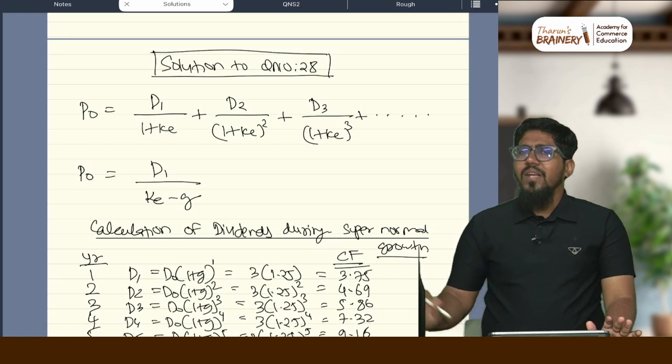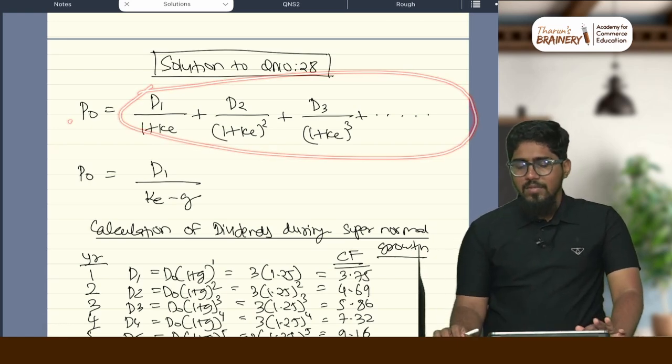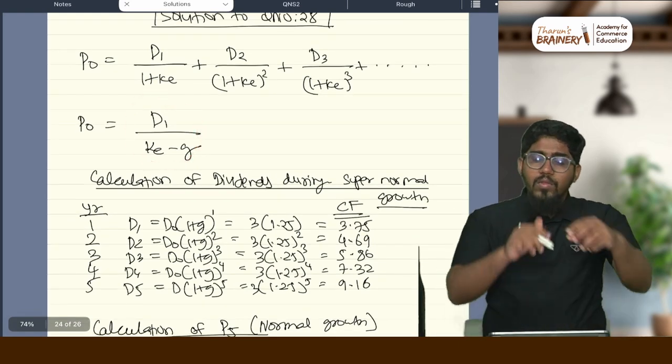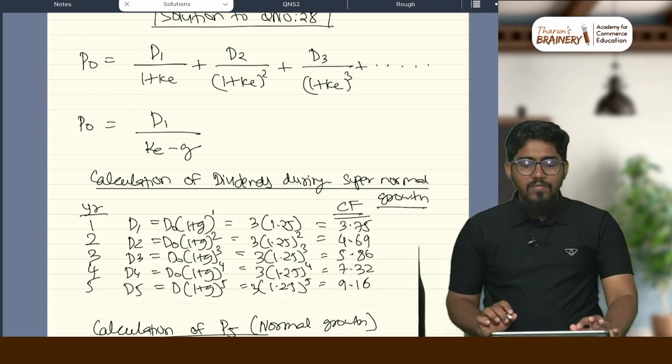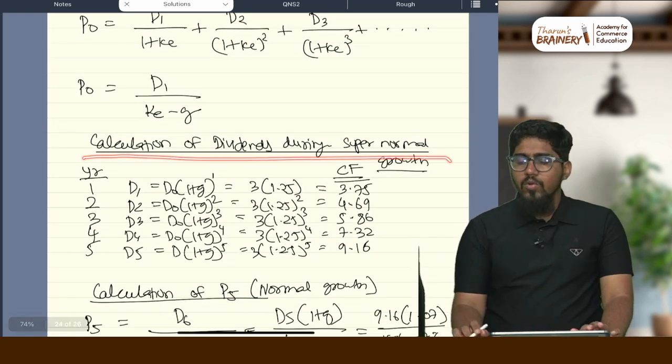If different dividends are given, do the present value of them, that is the price. Or if growth rate is given, then D1 divided by Ke minus g. But here both are given, so we will be using both and we will be adding. See now, sir, how, sir? First, the calculation of dividend during the super normal growth period.